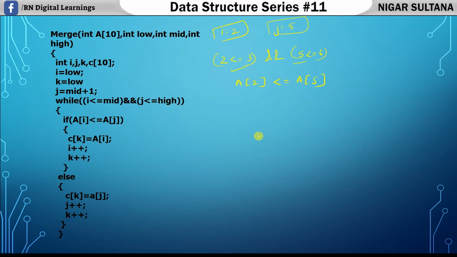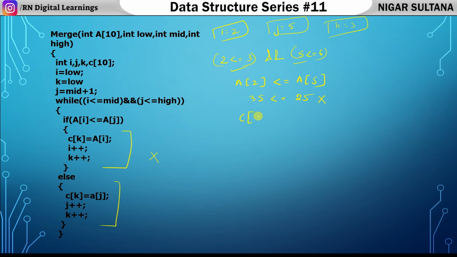So A of 2 is 35 lesser than or equals to 25. So this part is false. If this is false, no need of executing this part. Execute the else part. What does the else part say? C of k. K value is 3. K was 3.